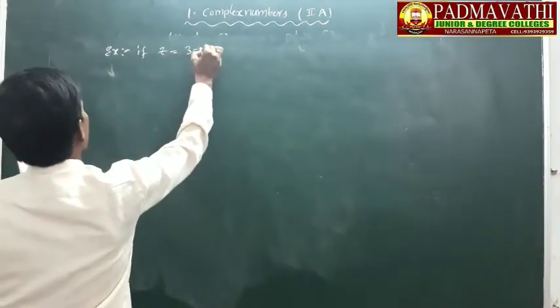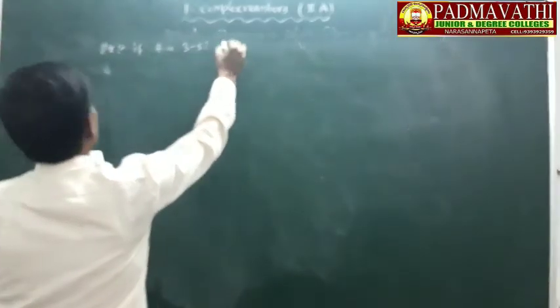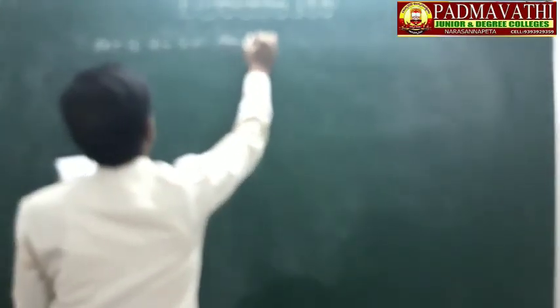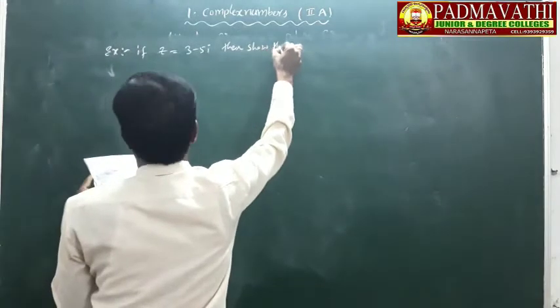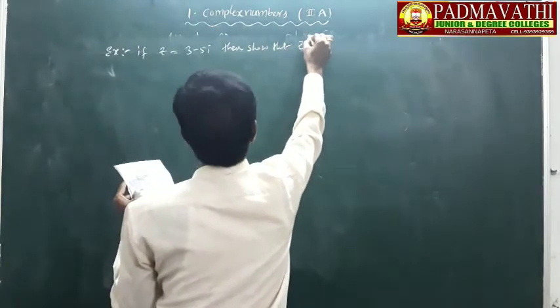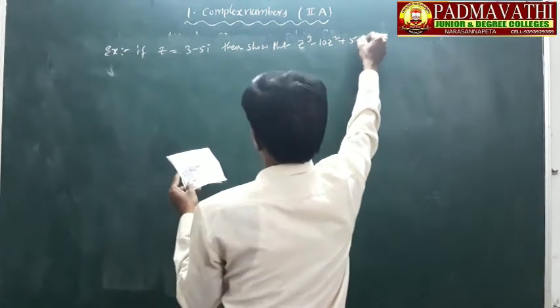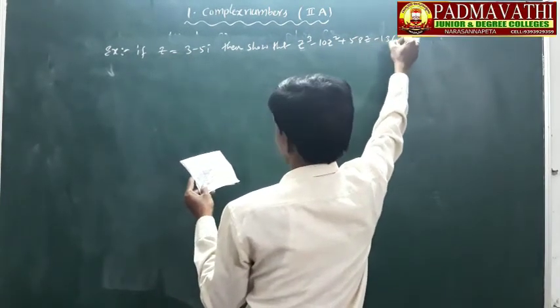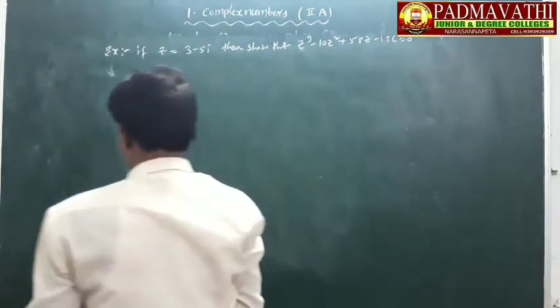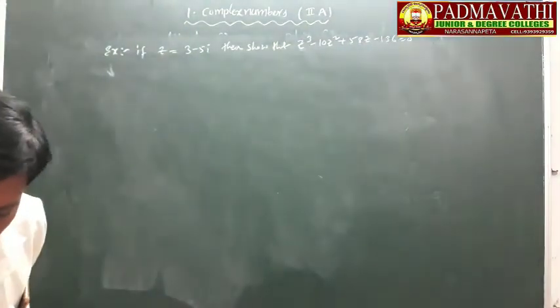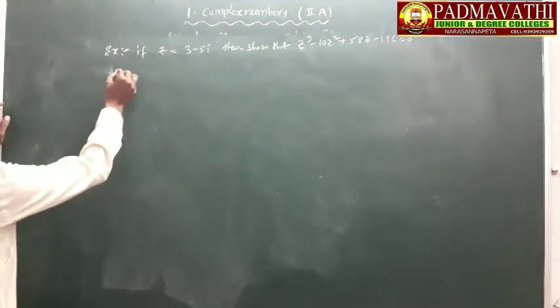If z equals 3 minus 5i, then show that z cube minus 10z square plus 58z minus 136 equal to 0. Solution.